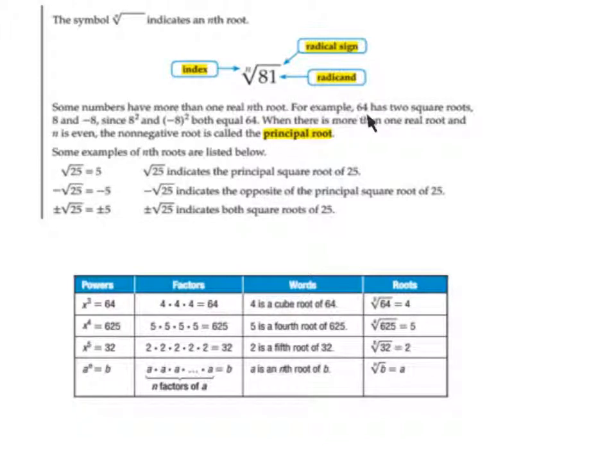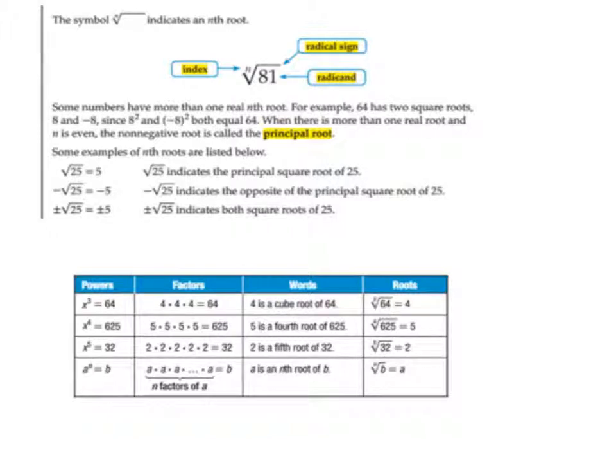For example, 64 has 2 square roots, 8 and -8, because you can square 8 and -8 and both of them equal 64. When there's more than one real root and n is even, the non-negative root is called the principal root. So that's why when we have the square root of 25, we just call it 5. We don't say it's plus or minus 5. If we say negative square root of 25, we would say -5. And if we did plus or minus the square root of 25, we could include both square roots, plus or minus 5.